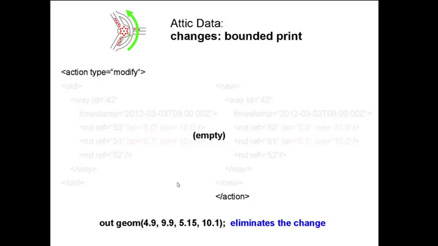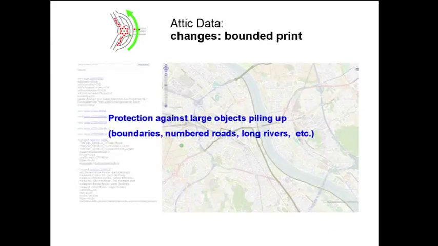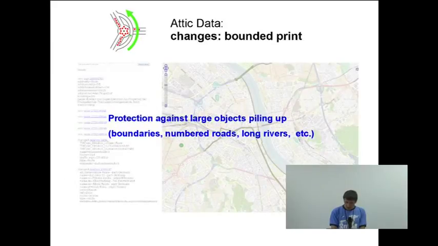This is what I just have mentioned. This allows us, in the bounding box seen before, not to see in each and every change the changes of the Rhine, because the change of the Rhine happened somewhere else. This is, as I've told you, a protection against large objects piling up in the results.